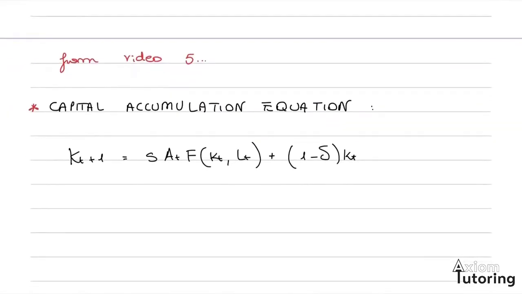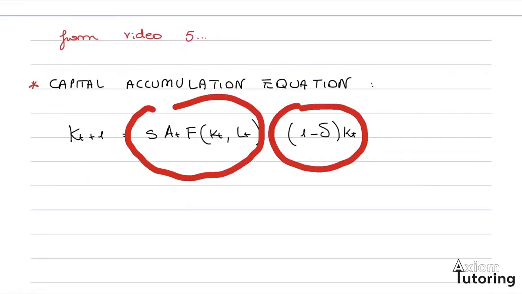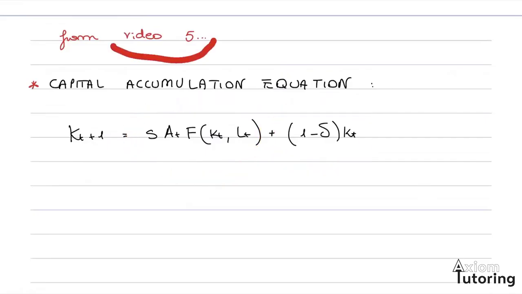So to begin with, from video 5 in this playlist, let's remind ourselves of the capital accumulation equation. How does capital actually accumulate in the Solow growth model? We are looking at what capital looks like tomorrow, in period t plus 1, using information from the current period, period t. Specifically, there are two main building blocks in this equation. And while we've already derived it in video 5, here we are actually going to interpret it.